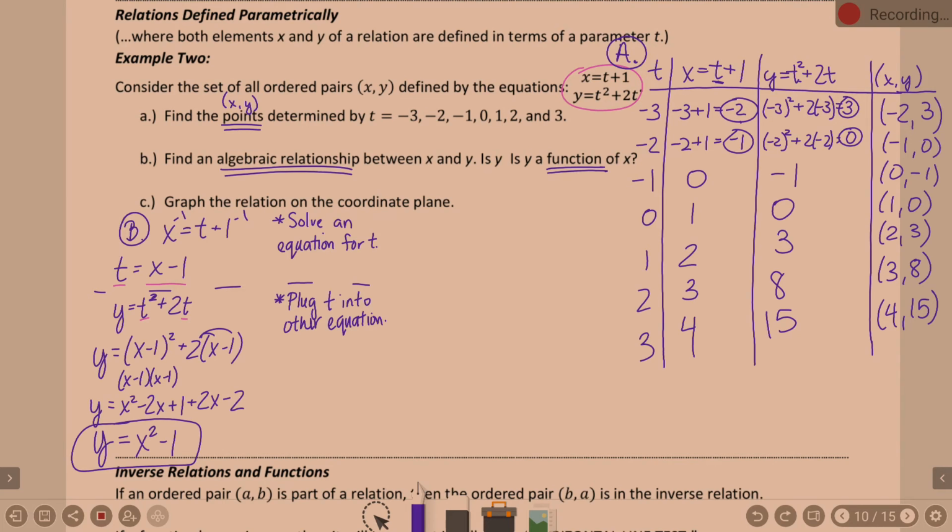It's a parabola, yes? It's that parabola moved down 1. So, is it a function? Yes. It is a function.